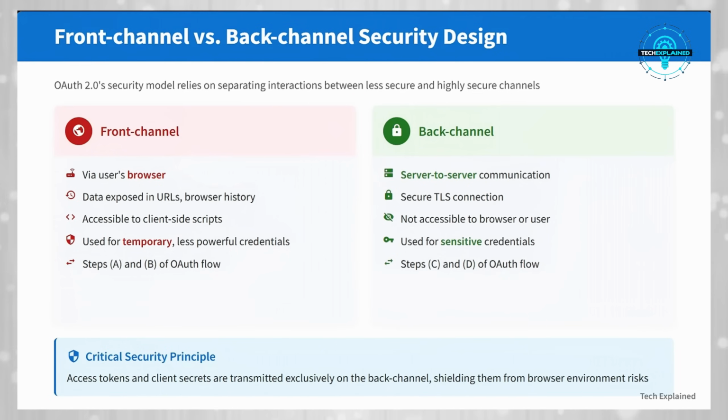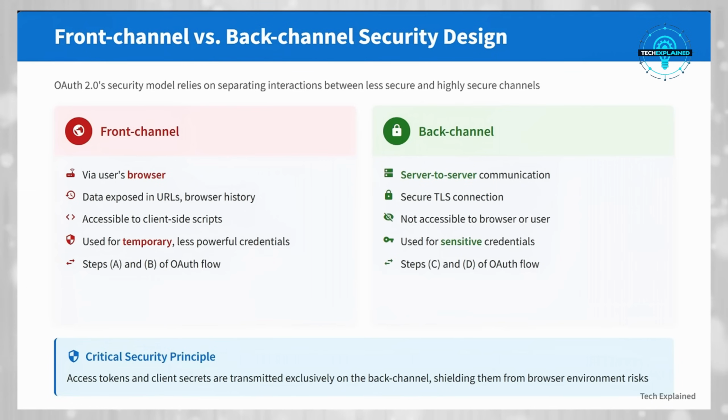Flows that violate this principle by returning the access token directly in the front channel, like the now deprecated implicit grant, are considered insecure, precisely because they expose the bearer token to the risks of the browser environment. Think about it this way. Would you rather hand someone a key to your house in a crowded public square or in a private, secure room? The back channel is that private, secure room where the most sensitive exchanges happen. This separation is a powerful security pattern that's worth understanding deeply, as it applies to many security protocols beyond just OAuth 2.0. It's all about keeping sensitive information away from potentially compromised environments.